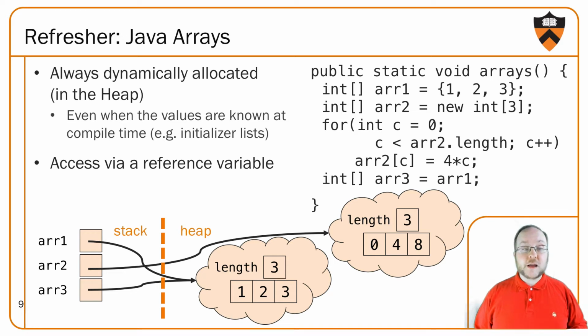Same goes for assigning an array with another. This just says point R3 to the same thing R1 points to. It's an alias, it's not really a copy.